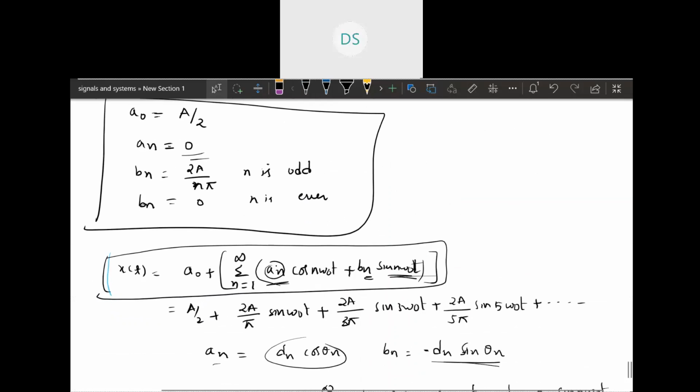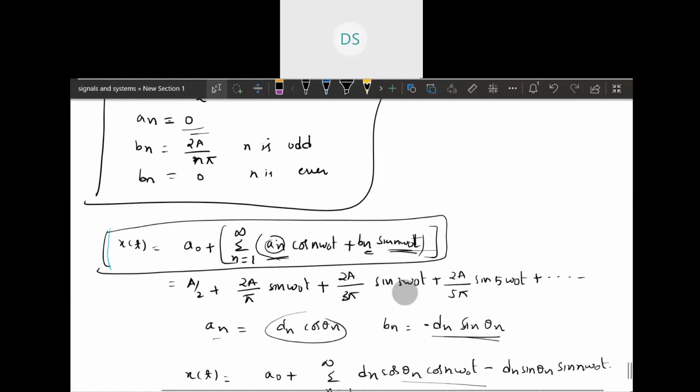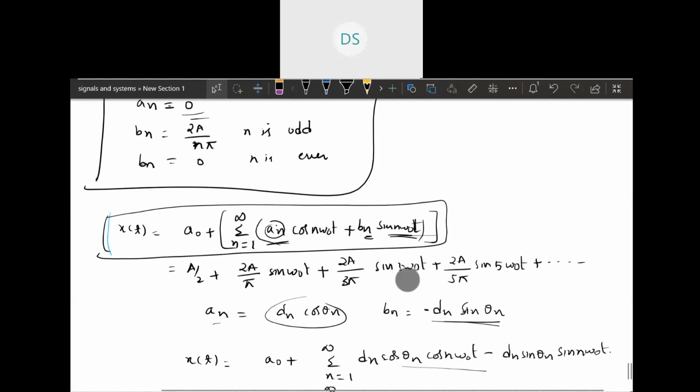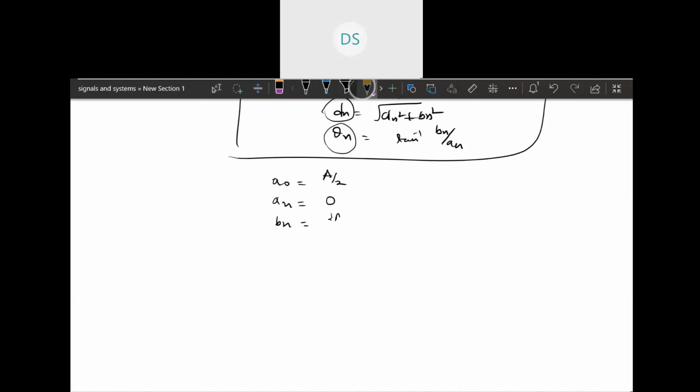Okay, bn is equal to what? 2a by n pi, where n is odd. Okay, 2a by n pi when n is odd, and it is equal to 0 when n is even.